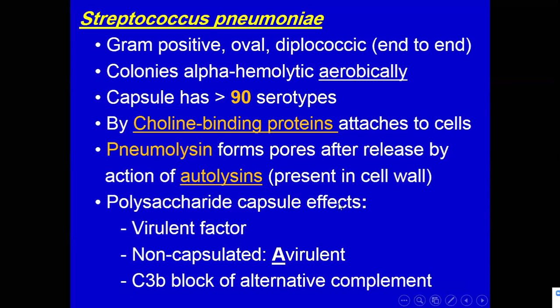The polysaccharide capsule is a virulence factor. And you know, the polysaccharide capsule can prevent phagocytosis, and can interfere with the complement activation. So the capsulated microorganisms are virulent microorganisms. The non-capsulated are avirulent, not virulent, that is to say. Also, the polysaccharide capsule can block C3b of the alternative complement pathway and interfere with the function of the complement and escape from destruction by the complement by their capsule.